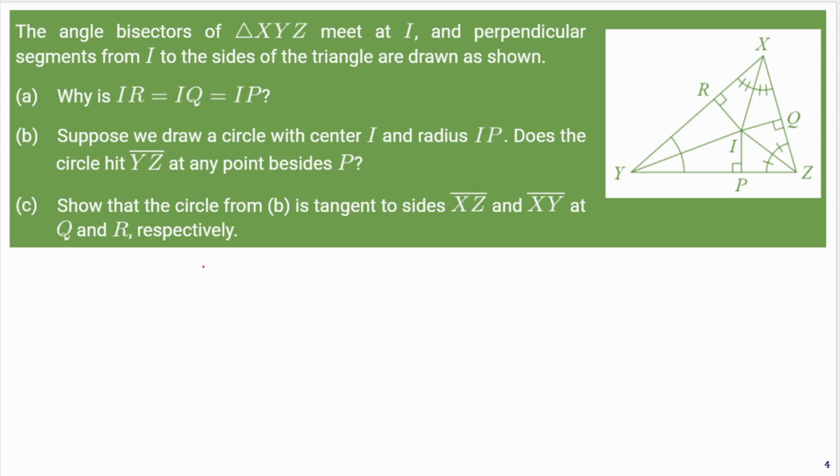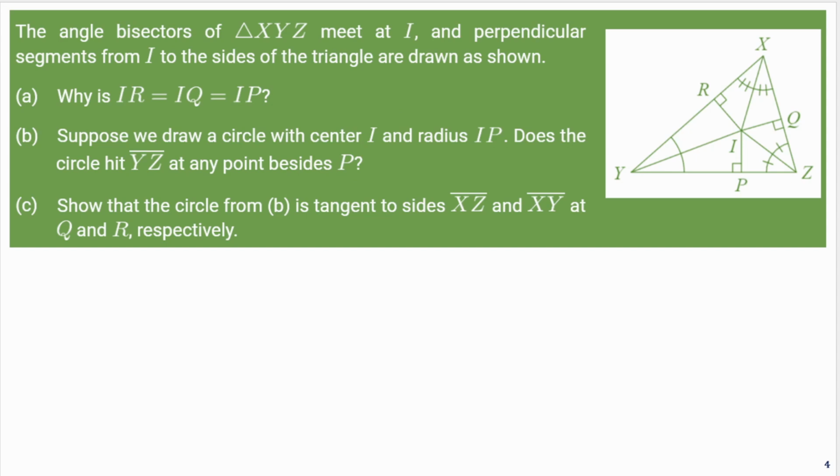And suppose we draw a circle with center I and radius IP. Does the circle hit YZ at any point besides P? Also, can you show that the circle is tangent to sides XY and XZ at points Q and R respectively? So try to consider this problem on your own after this class, okay?